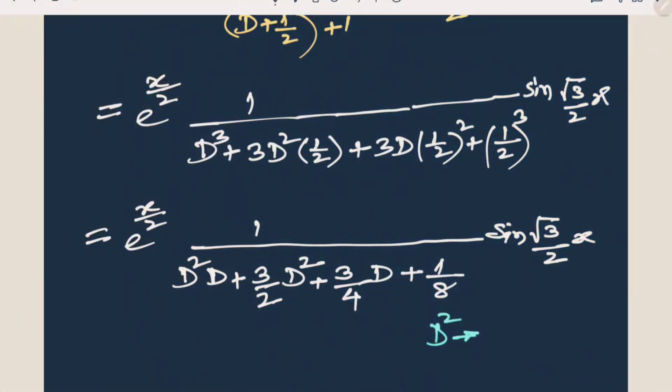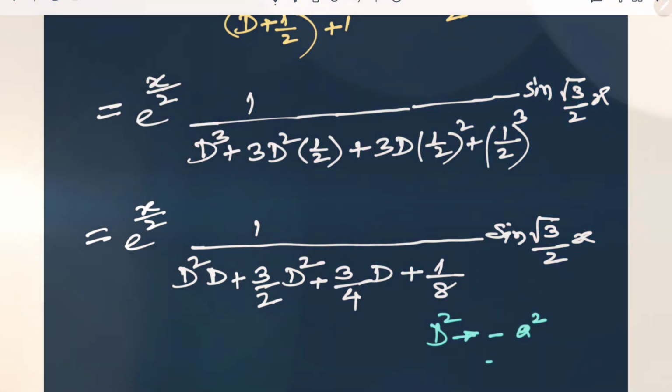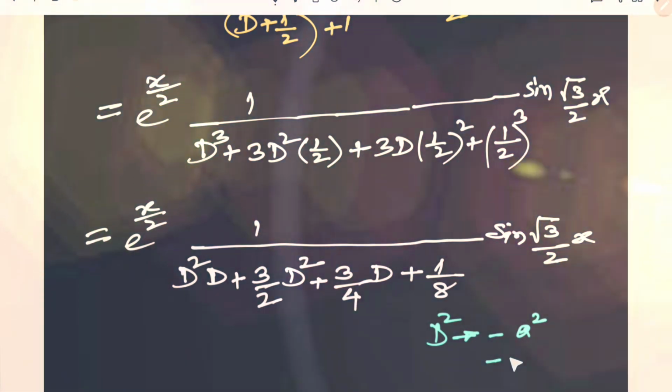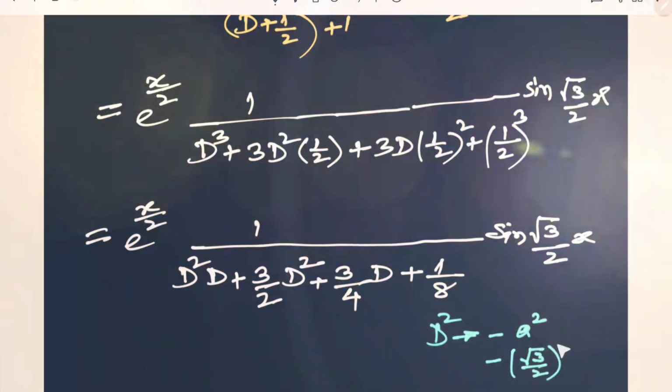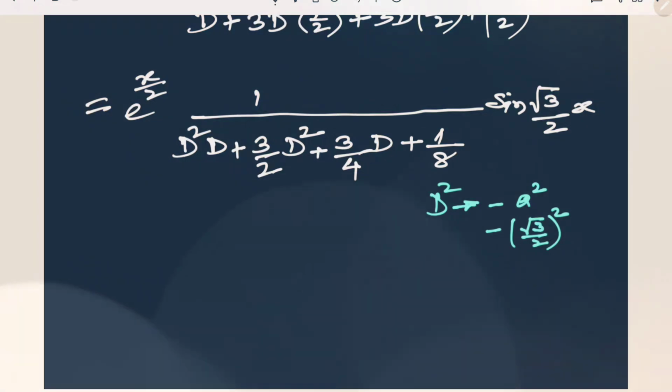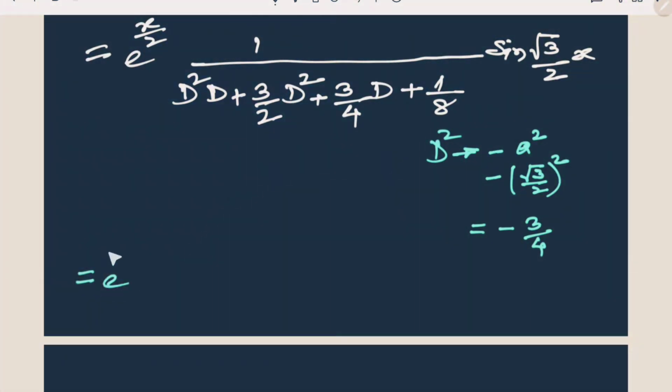As we are operating it on sine ax, we have to replace D square by minus a square. The value of a is here square root of 3 by 2 and its square. Therefore, replacing D square by minus 3 by 4. Wherever there is a term of D square, replace it by minus 3 by 4.